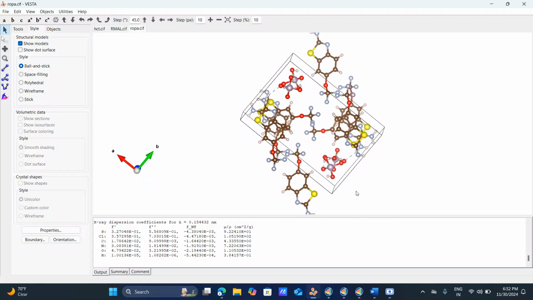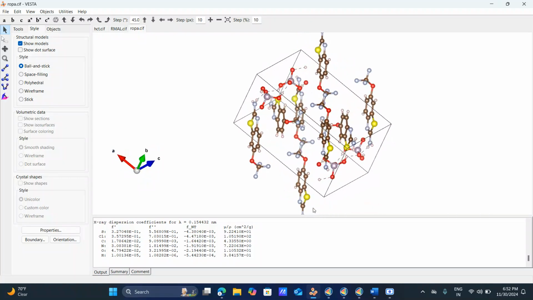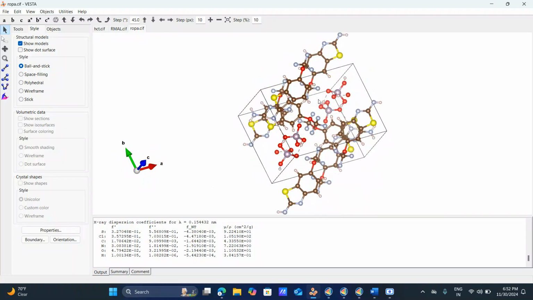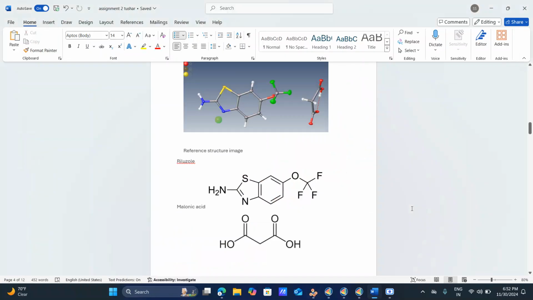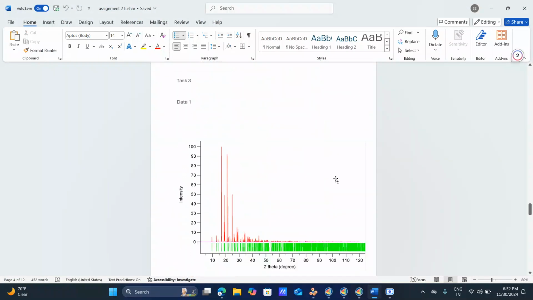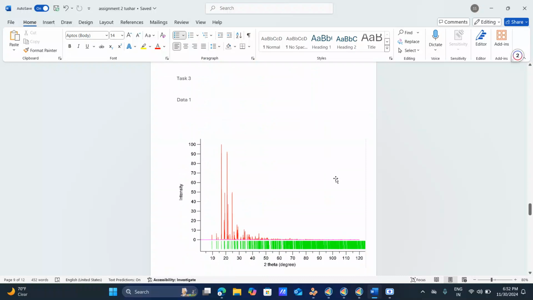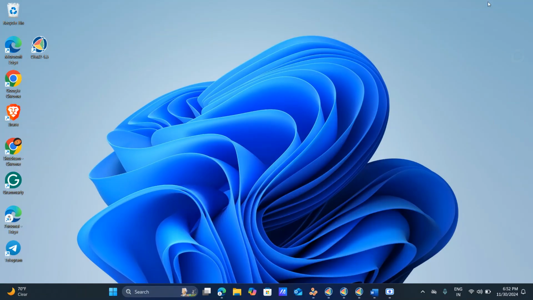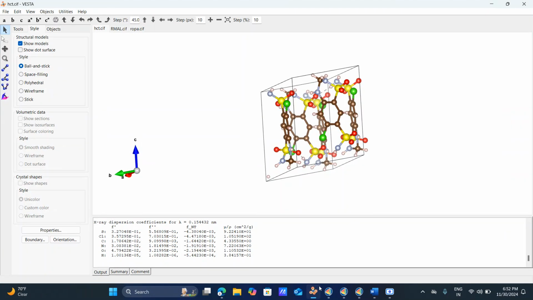This hydrogen bonding, if it is not properly shown in the OLEX software, we can observe it very clearly in the Vesta. So these are the two parts that have been done here. And then moving to the last part, that is Task 3, where you have to provide a powder X-ray diffraction pattern. So let me simulate how we can draw the powder X-ray diffraction pattern.